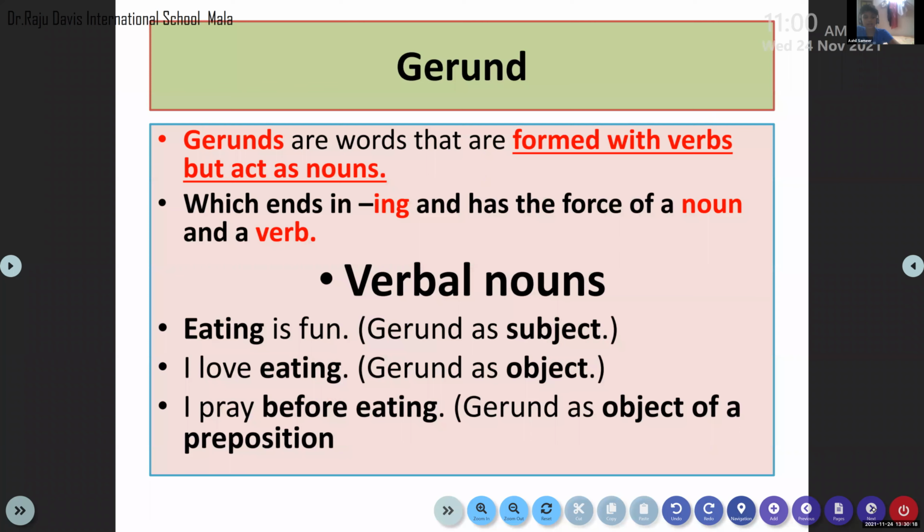Okay, now let us talk about the next topic, the last one, coming under the topic called non-finite. This is a bit confusing, right? Because I have told you present participles always end in the ing form, right?